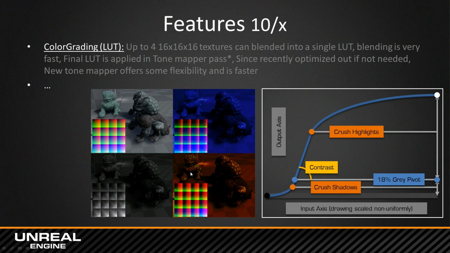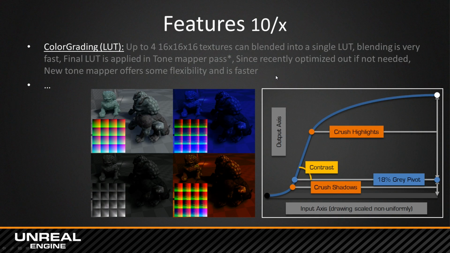You can blend those lookup textures very efficiently because they're very small. And then once you have them blended, you just have one final lookup texture, and that one is used at the last moment after the tone mapper to manipulate the color. Very useful if you want to use it, but there is a little cost to it.